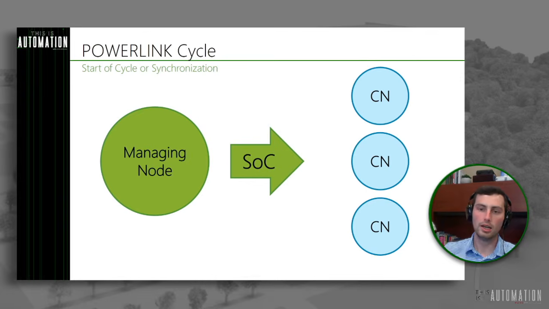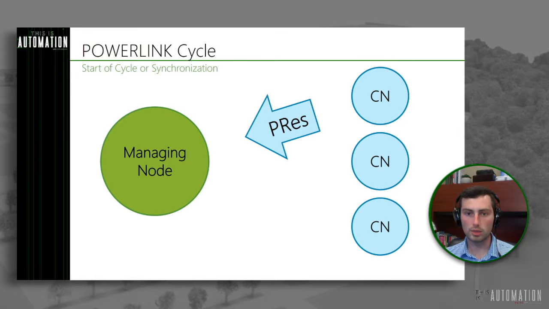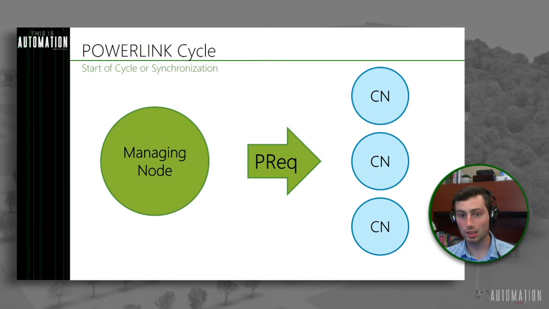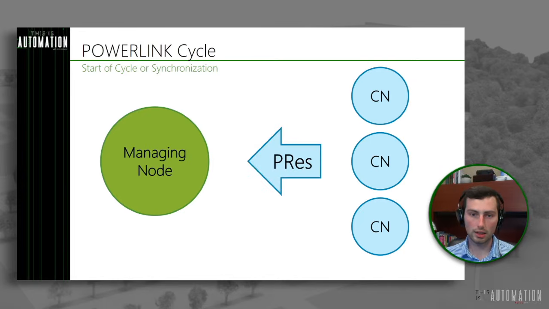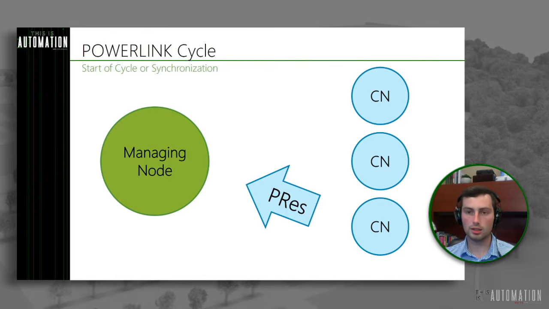Okay, so what about when we have multiple controlled nodes? How does that work? It's very much the exact same thing. Again, we send that start of cycle command to all of our controlled nodes. From there, we would then again do our pull request and then see a pull response from that first controlled node. Then we would go to the second controlled node, request, response, and so on and so forth, until all of the controlled nodes have had a time to speak, so to say.